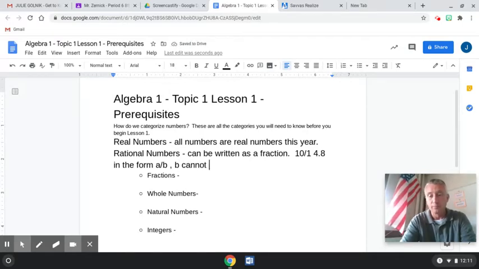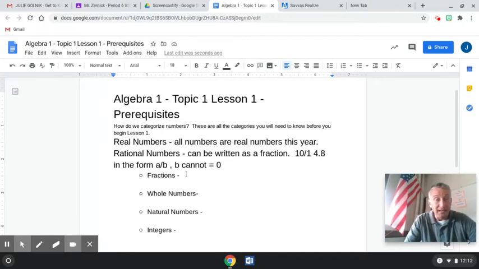B cannot equal 0. The reason for that is because can you divide something into 0 parts? Not really, right? You can't do 5 divided by 0 because I can't cut something into 0 parts. So as long as B is not 0, it's a rational number. It's a fraction. B can't be 0. The bottom number is not allowed to be 0.